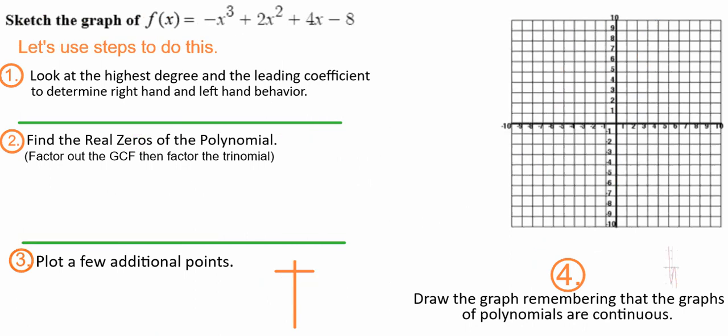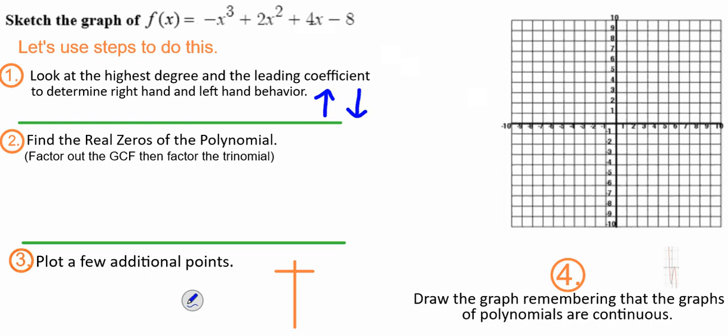So we're going to look at the highest degree and the leading coefficient. So the highest degree is 3. So normally that would mean down to the left, up to the right. But because the leading coefficient's -1, more importantly, it's negative, then we know that's flipped, right? So we're going up as we look at the end behavior going to the left, and the graph is going to be going down as we look at the end behavior going to the right.